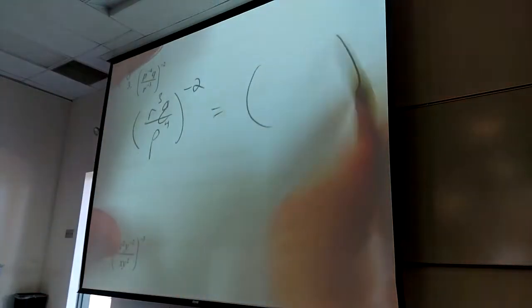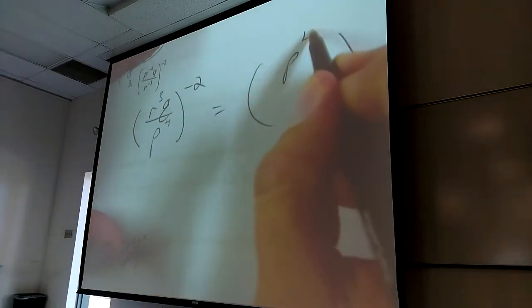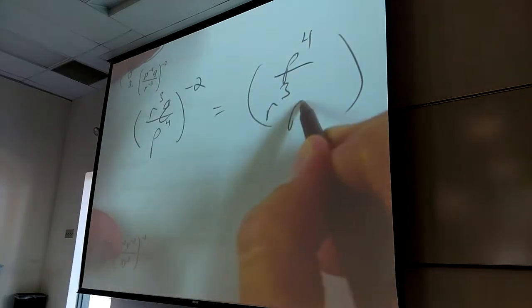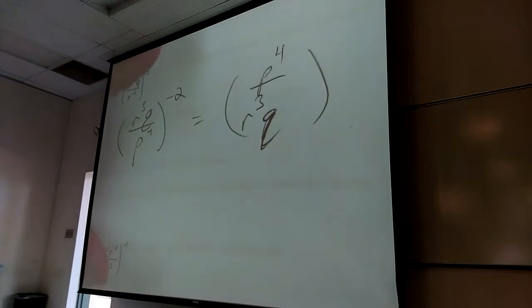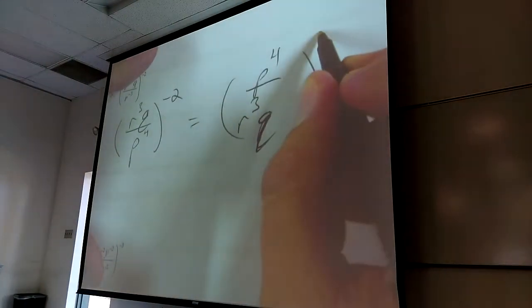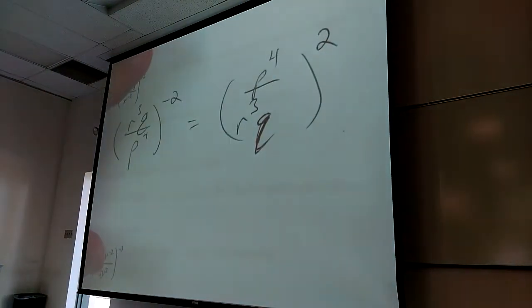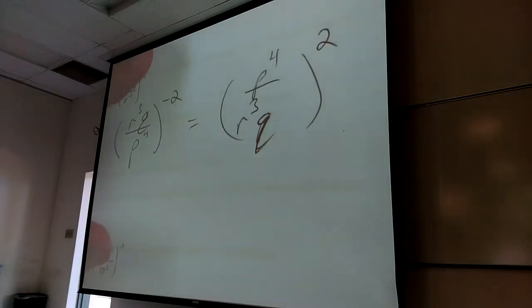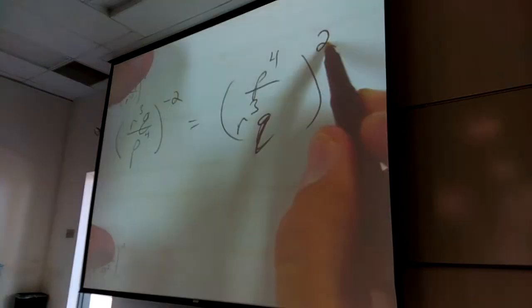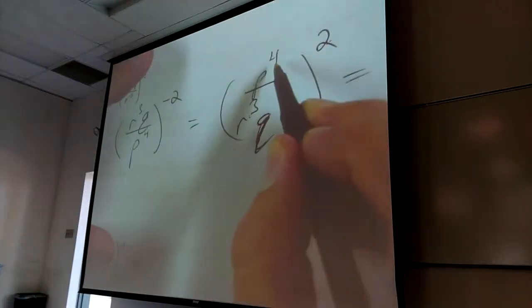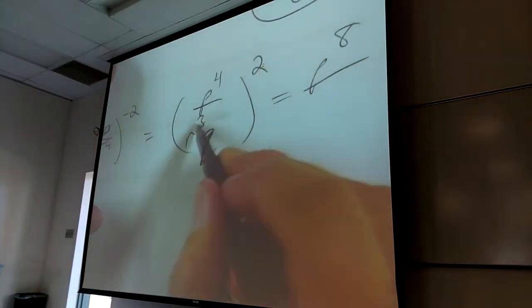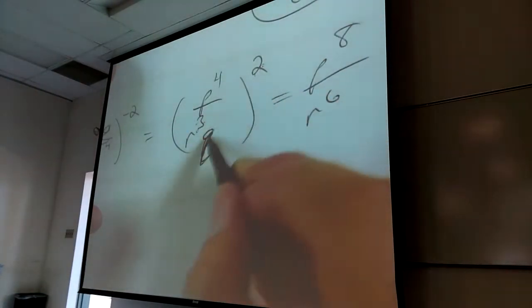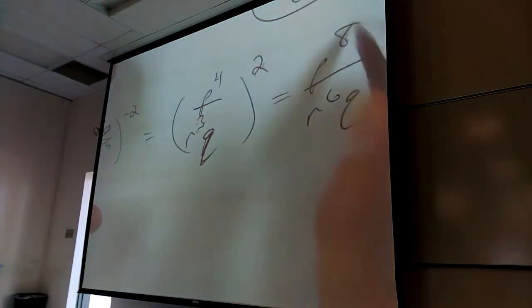So now it becomes what? P to the 4th over Q. There you go. And what's outside now? A 2, because I did the negative part. His job is done. I flipped everything. And now all that's left to do is to square everything. So what do I get? P to the 8th, R to the 6th, Q squared.